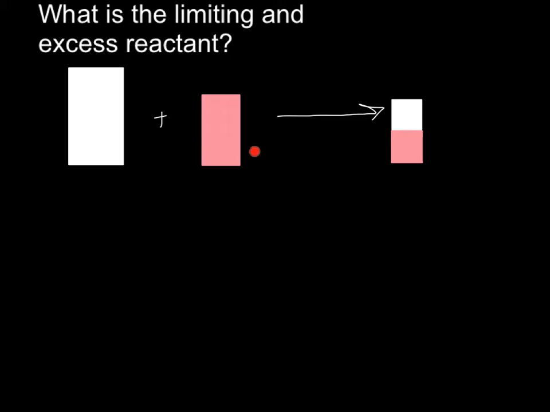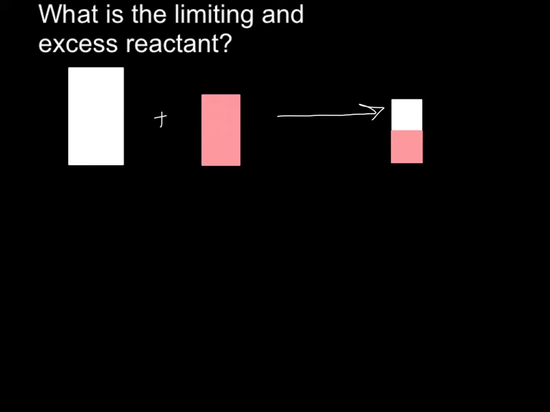You need to figure out which one this one is, because it could be either here or here, right? In this case, it's obviously here. When you're doing a balanced chemical equation, it's not so clear. So once you figure out which one's the one that's going to run out first, then you can calculate how much of the product is going to be made.